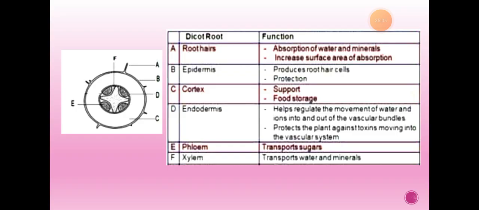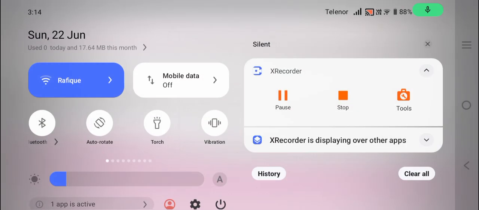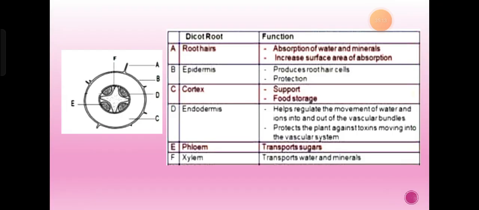Endodermis. Now, what is the endodermis? The D1 in the image is the endodermis. That's very important to know. The endodermis helps regulate the movement of water and ions into and out of the vascular bundles. This is the basic function of the endodermis.